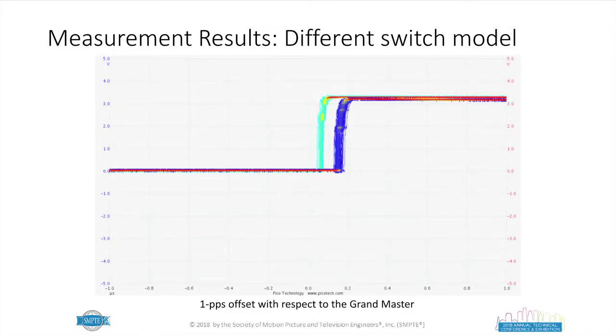This, on the other hand, as you see, there is a jump. This is using a different switch model, okay? So on the previous slide, with one switch, you saw that I had more of an offset than with another switch. So somewhere along the path in the boundary clock implementation that was being used, due to software, firmware, any other reasons, there was a change, okay?